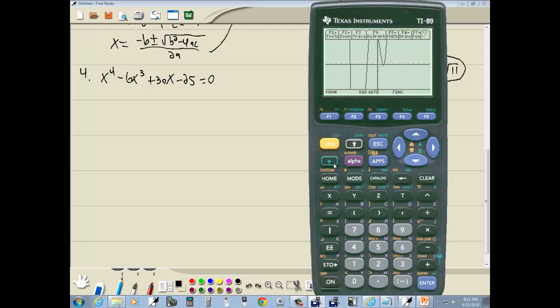So I'm going to go to my y equals, diamond F1. Up arrow to y1, press clear. Then I got x caret 4 minus 6x caret 3 plus 30x minus 25. Enter. Now go to graph, so do diamond F3.